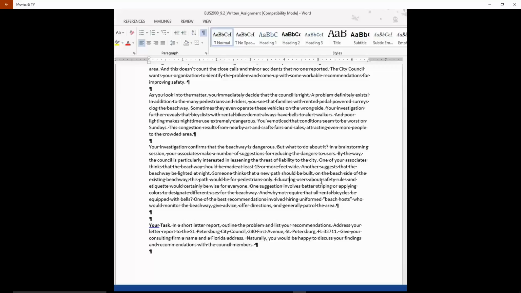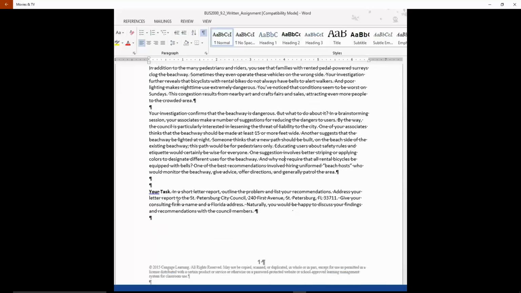Educating users about safety rules and etiquette. Now, signs or what, but that's just one suggestion. Another one, better striping and applying colors for different users. And remember, bikes should be equipped with bells, maybe. One of the best recommendations involves hiring uniformed beach hosts who would monitor the beachway, give advice, offer directions, and generally patrol the area.